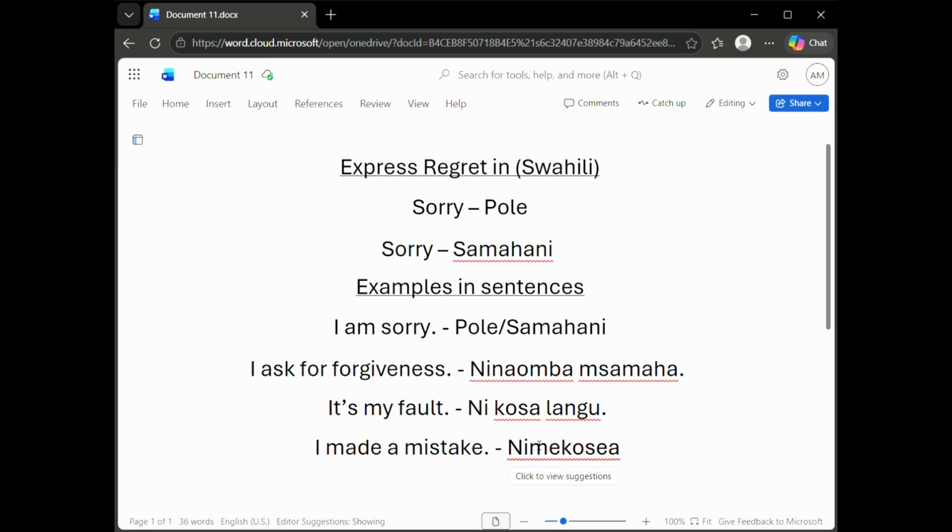And that's it for this lesson. We've basically learned how to express basic regrets in Swahili. So if you were ever in a situation where people are speaking Swahili and you offended someone in a way, you can just use some of these words. Pole, samahani, or you can just say nimekosea. Just this one word covers this whole lot of words. I made a mistake.